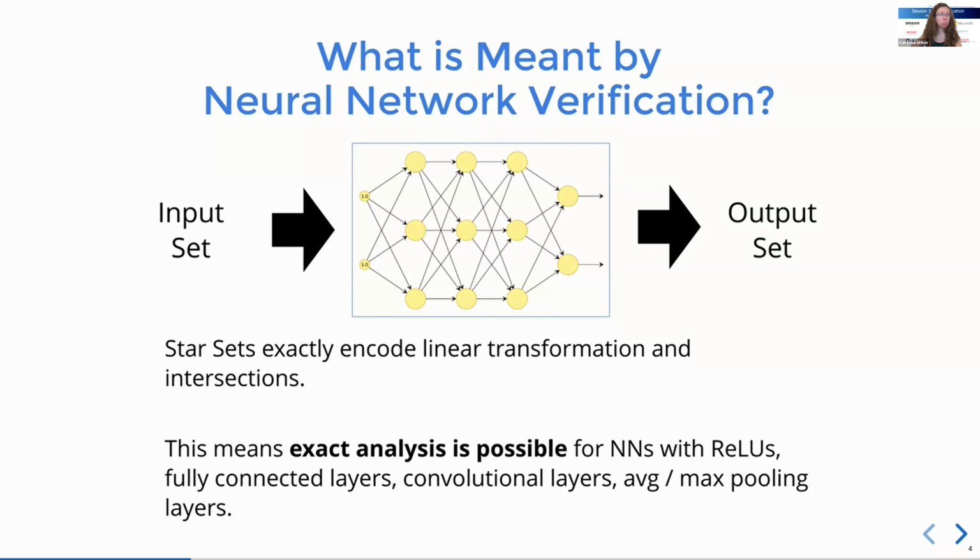The reason they work well for this class of systems is that using star sets, you can exactly encode linear transformations and intersections in high dimensions. This means you can do exact analysis for this class of networks. For example, given ranges on the inputs, I can compute all the possible outputs in terms of sets, and then you can say whether a particular output is possible just by doing set operations. So this is different than testing. It's sort of like exhaustive analysis.